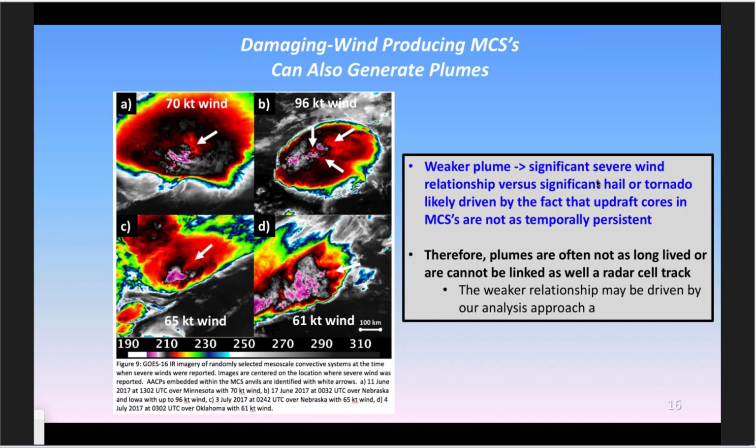And so we had this requirement that the storm ID had to be 10 minutes or longer, and so I think the low fraction of wind, significant wind and plume relationship is driven by our analysis approach, and not necessarily a physical process, although there might be some differences in physical process as well, whereas winds are generated by downdrafts, whereas hail and tornadoes are maybe more of an updraft-driven process.